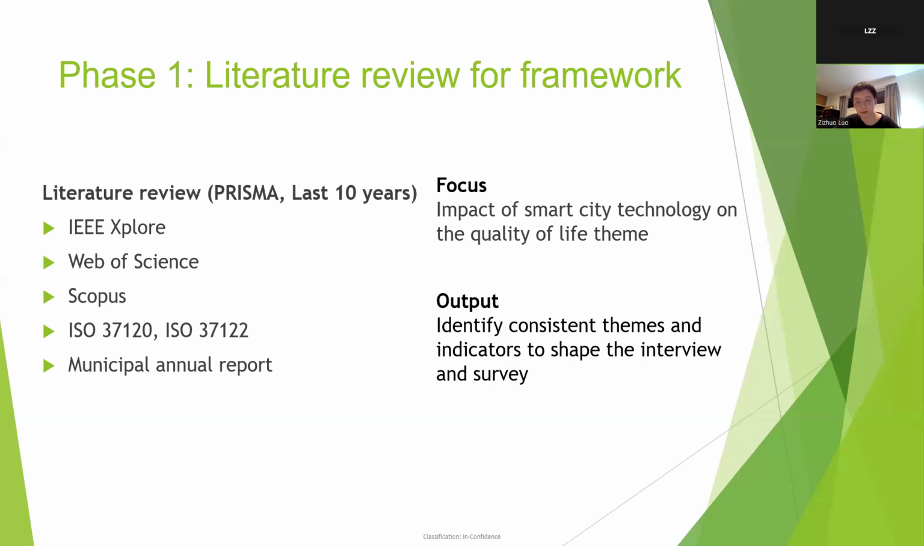Following the PRISMA guideline, I will search publications from the recent 10 years about smart city technologies and quality of life frameworks, in databases such as Web of Science and Scopus. These steps aim to identify consistent themes and indicators within established frameworks. Then I will improve and prioritize them to guide subsequent research phases.